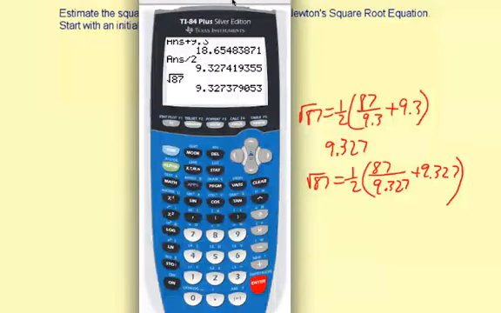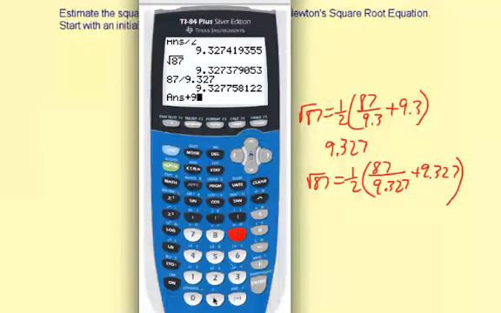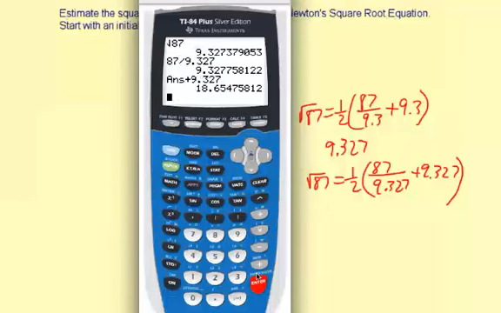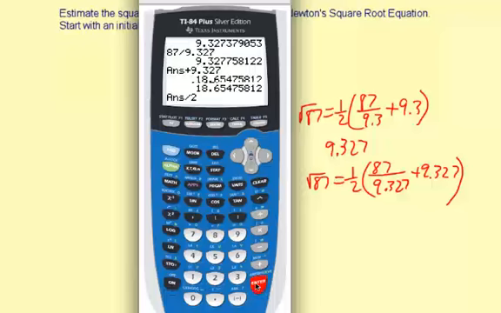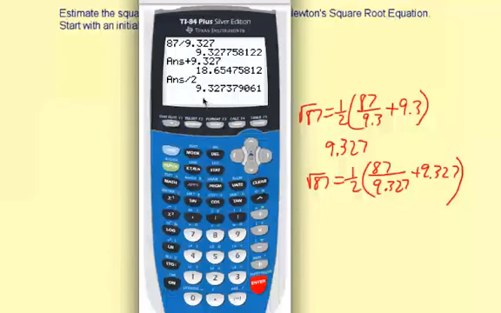So I'm going to do this one on the calculator. First going to do 87 divided by 9.327 and then plus 9.327, 18.65 and so on. Then divided by 2 for the times 1/2. Okay, so here's our next estimate. Now let's take a look at the square root of 87 again.